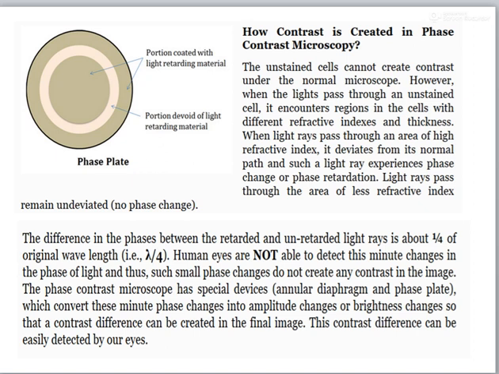And these minute changes are normally not visible to our naked eye, but when you use phase contrast microscopy, we use certain plates called phase plates, so that these small wavelength changes can also be amplified, and we are able to view the specimen in a better way, and we get a better contrast.